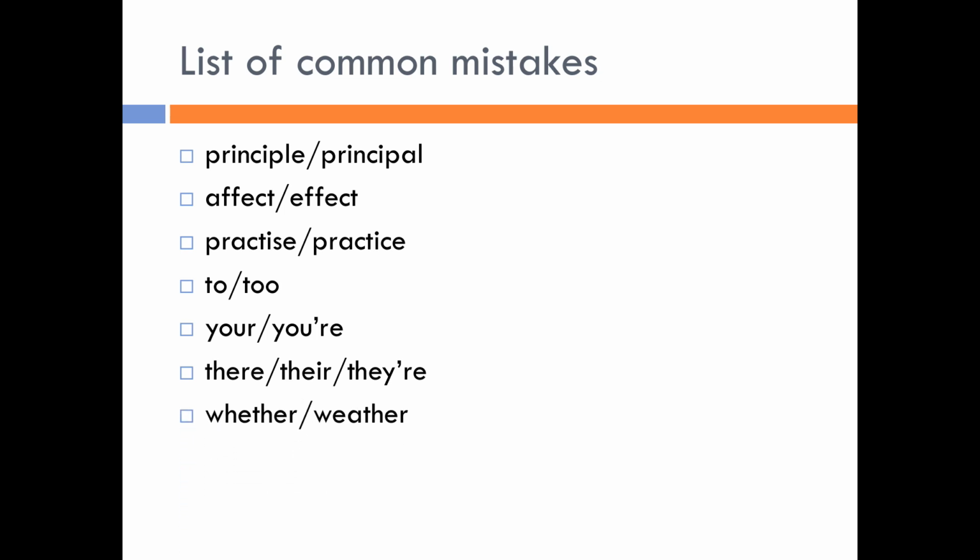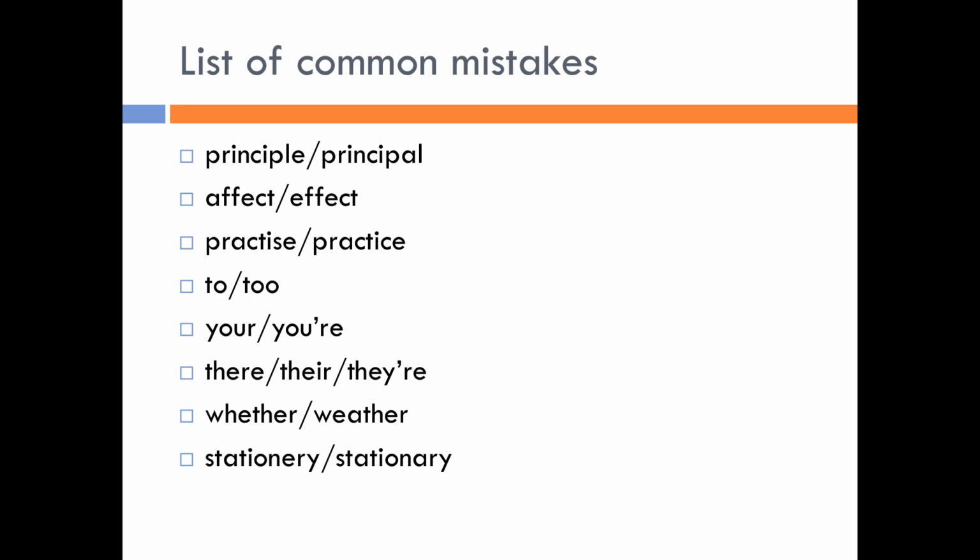Okay. Weather and whether, like we talked about before. So whether, the first one, that's an if. I don't know whether to go. It's whether he goes or not. It's if he goes or not. And then weather, as in, like I said, hot, cold, rain, sunshine, etc.